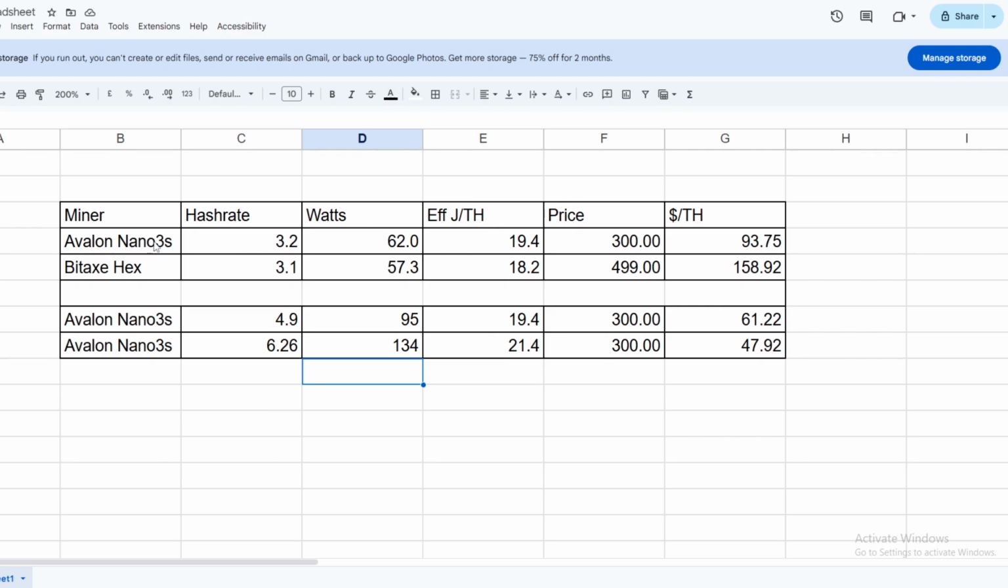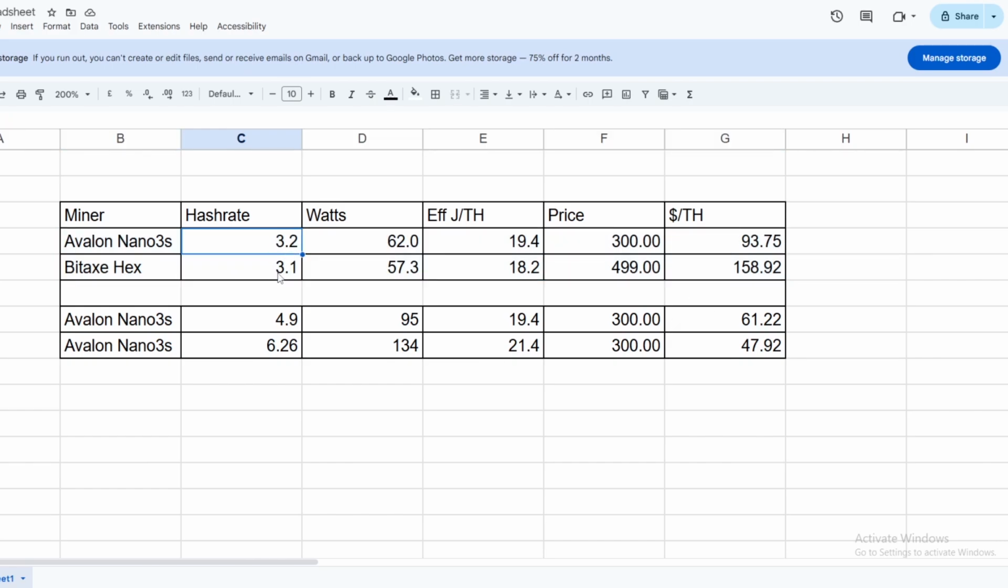And then you have the Avalon Nano3s. This is the low version. This is the medium version that you're seeing here. And then this is the high version. So we're just going to compare the low versions because they are comparable in terms of the hash rate. So we can start off with that and then we'll move up to the higher versions that we see up here. So in terms of the low versions, you have pretty much the same hash rate.